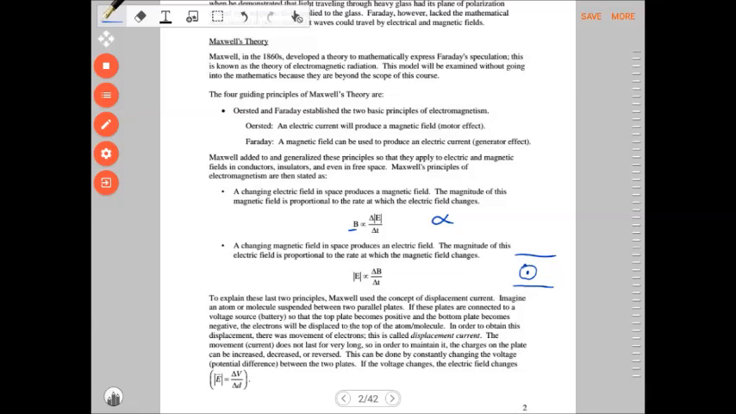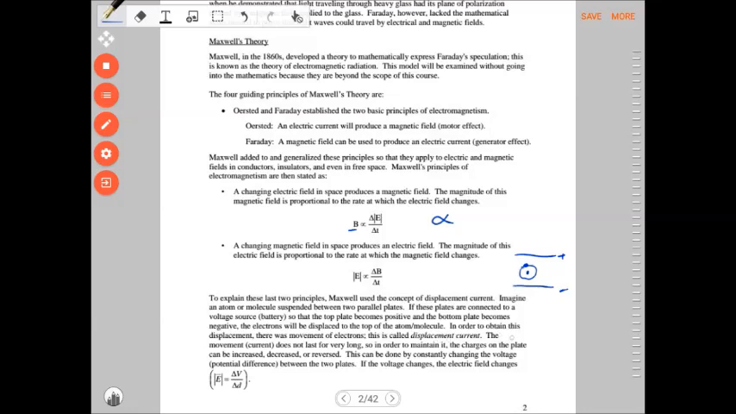If these plates are connected to a battery, so that the top plate becomes positive and the bottom plate becomes negative, the electrons will be displaced to the top of the atom. The electrons are going to be attracted to the top plate. Now, we're not talking enough current to actually strip the electrons off of the atoms. We're just talking enough to make them move to the top of the electron orbit. Now, the electrons then will be displaced to the top.